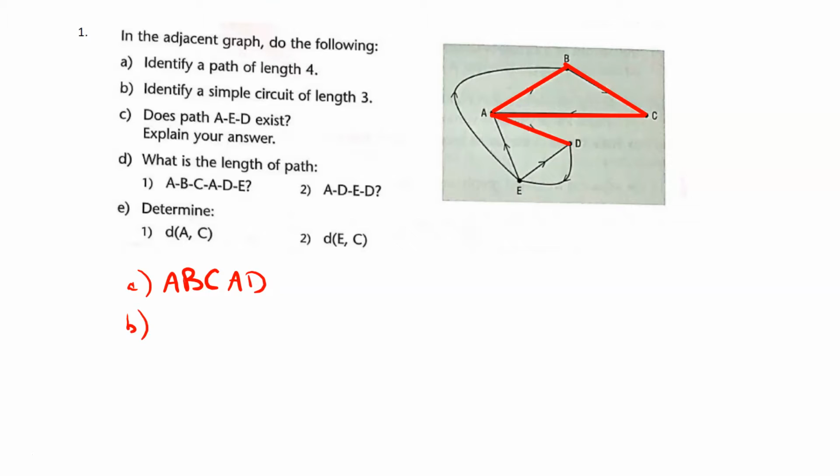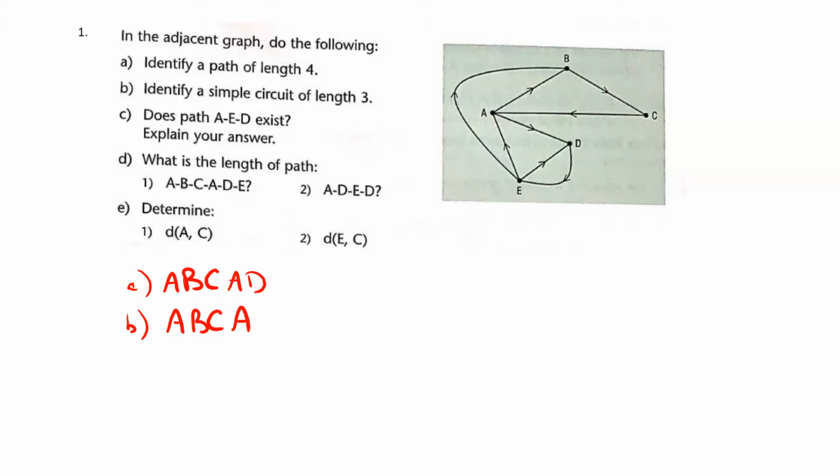Part B says to identify a simple circuit of length 3. I'm going to start at A again, go to B, to C, and back to A. It has a length of 3, 1, 2, 3, and it starts and ends at the same vertex A. So a simple circuit of length 3 is ABCA. Remember, a simple circuit is a circuit that starts and ends at the same vertex and doesn't repeat any edges.